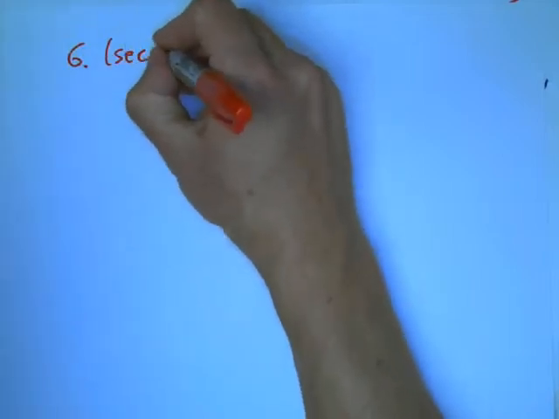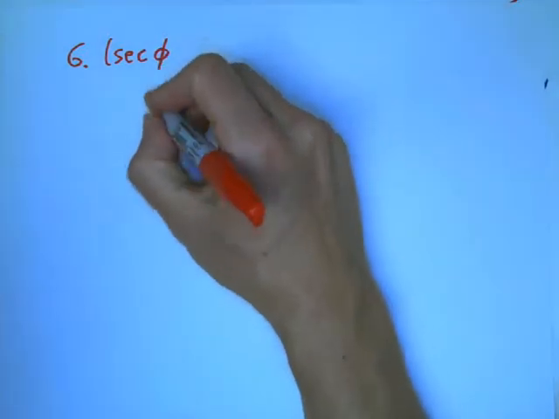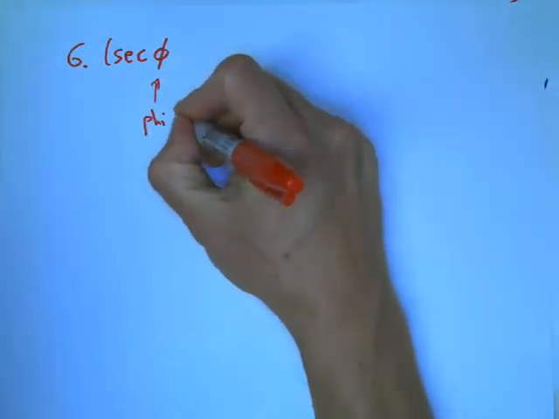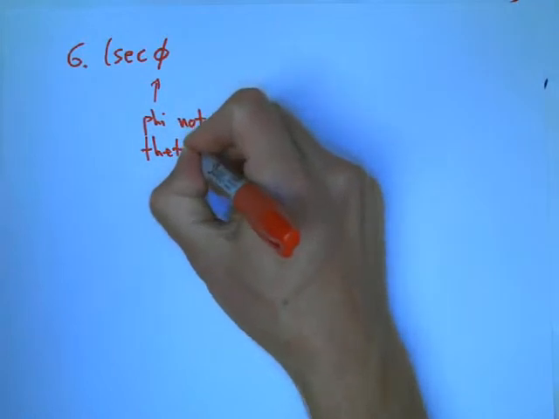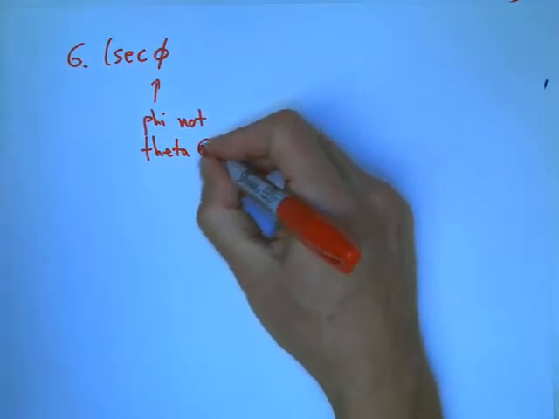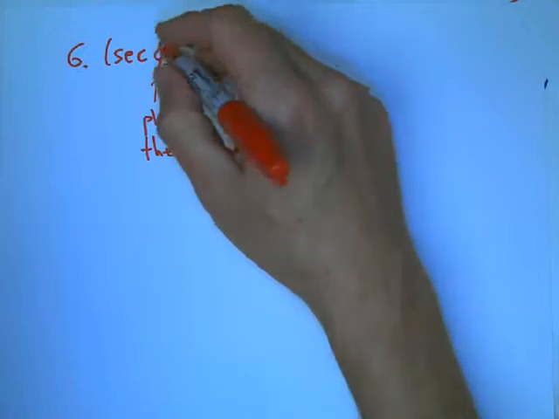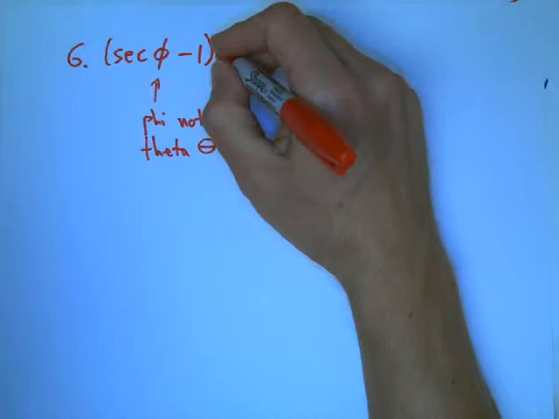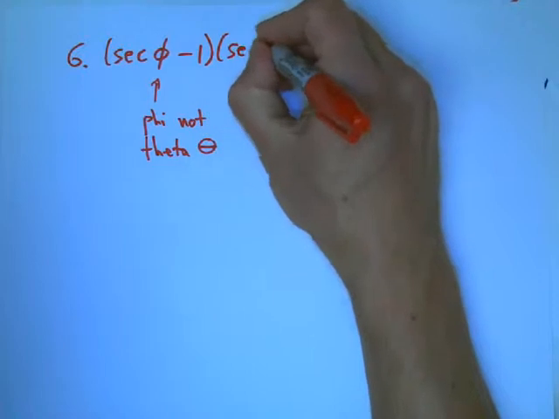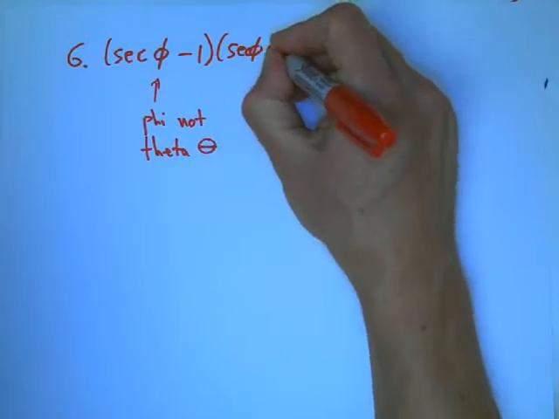The quantity secant phi, notice that's a phi, not theta. Theta, it's horizontal, and phi, it's slanted. Or it's almost vertical, but it's slanted. So secant phi minus 1 times the quantity secant phi plus 1.